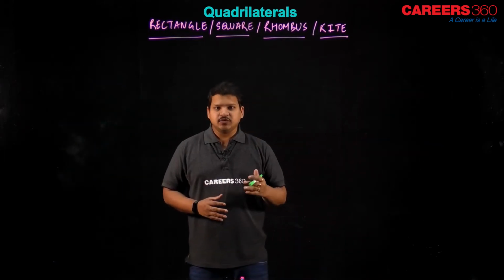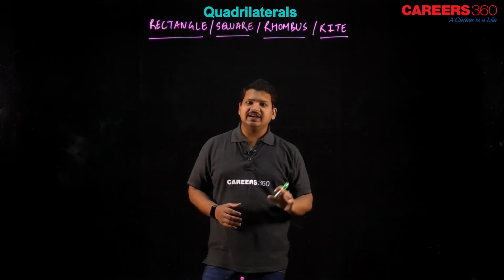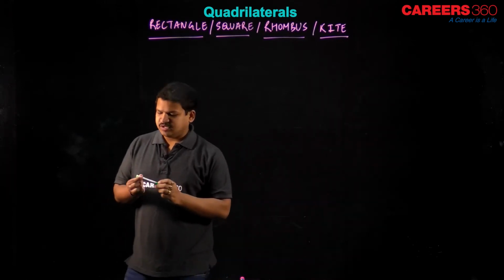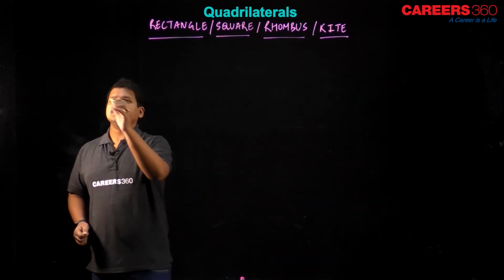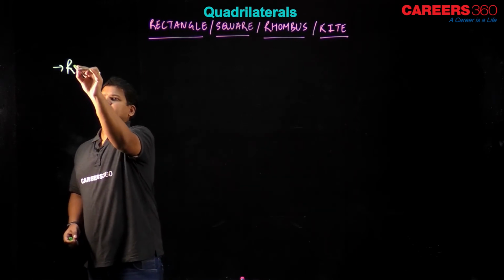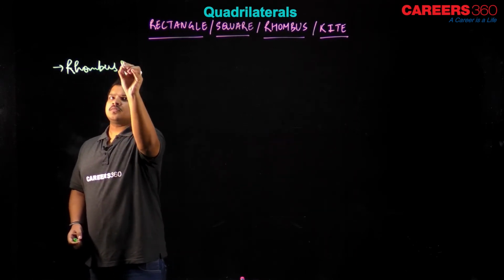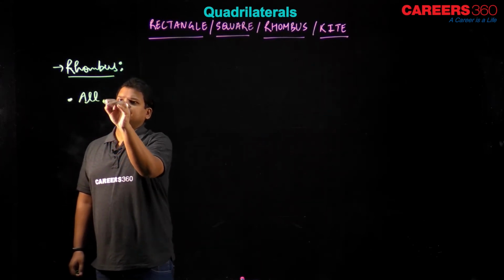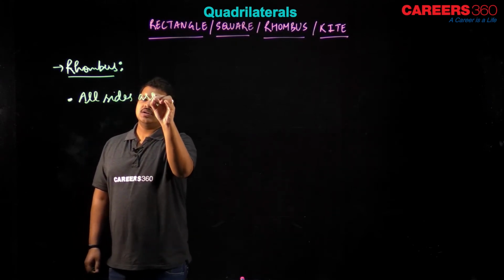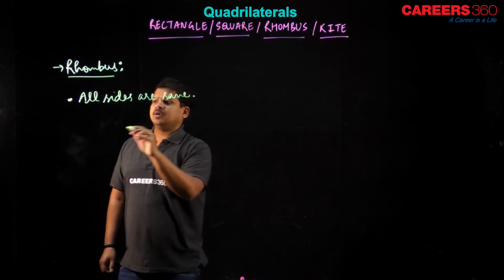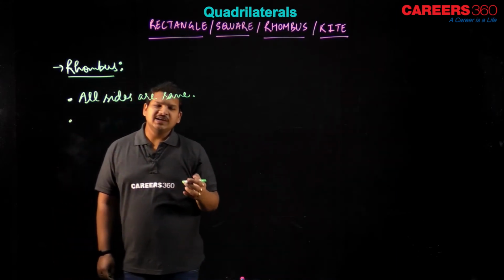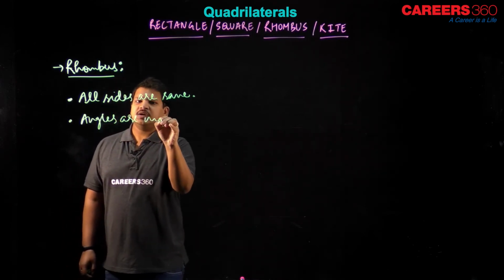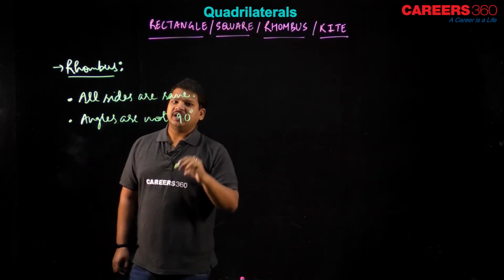Now let's proceed to our next types of quadrilateral, that is rhombus and kite. See, rhombus and kite both are a bit similar. They have one property similar. So let's firstly proceed with rhombus. Let's understand what rhombus is. See, in rhombus all sides are the same. The only thing is angles are not 90 degrees.